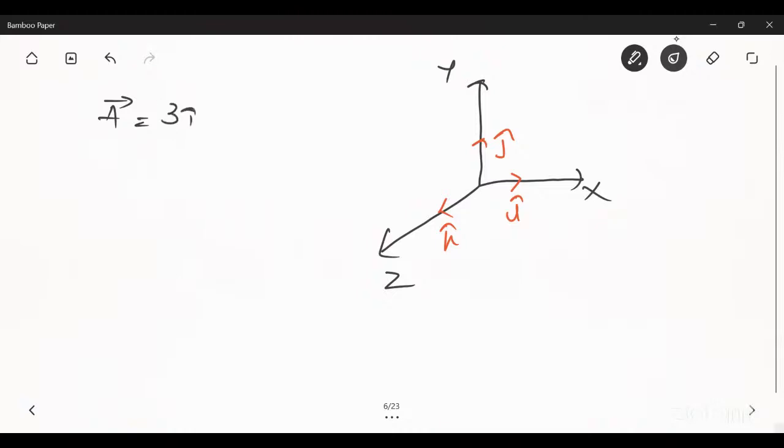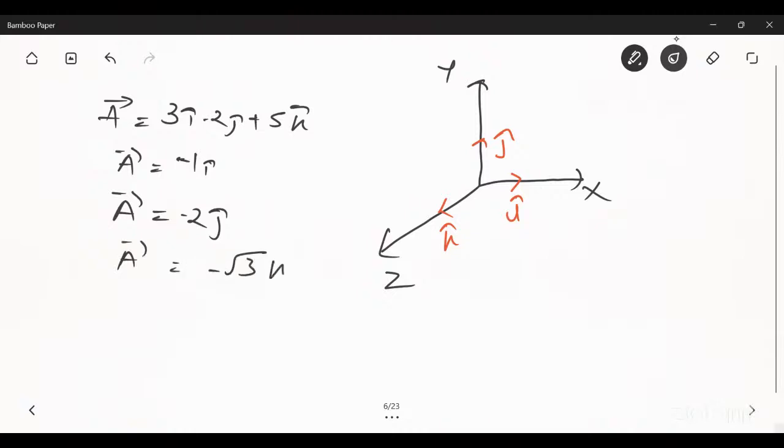Suppose 3i minus 2j plus 5k is a vector. A equal to minus 1i is also a vector. A equal to minus 2j is also a vector. A equal to minus under root 2 into 3k is also a vector. But if none of the three terms is present, then it is not a vector. For a vector you must have a direction in the expression, meaning any of the terms i, j or k.